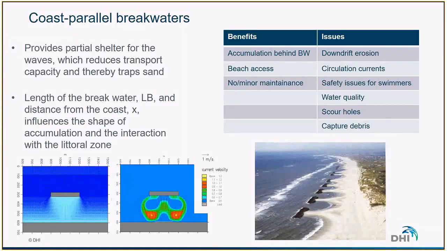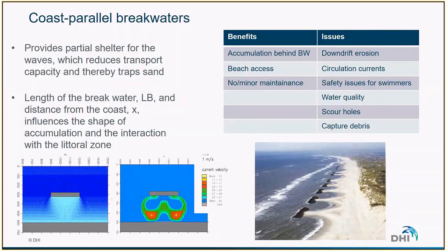This is illustrated on the simulations in the bottom of the slide, where we can see that the wave field and the wave setup on both sides of the structure will generate circulation, which will tend to push sediments toward the lee side of the structure. But there are also some problems, such as very strong circulation once again, which can be an issue for the safety of the swimmers, and also the water quality and the accumulation of debris in the area.